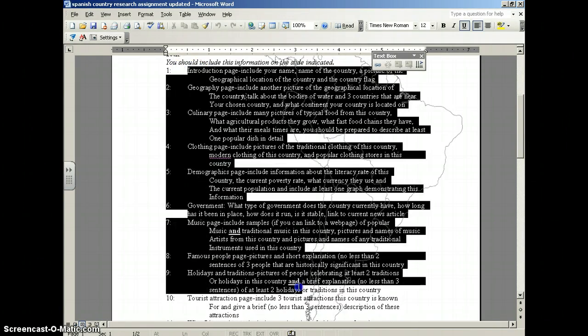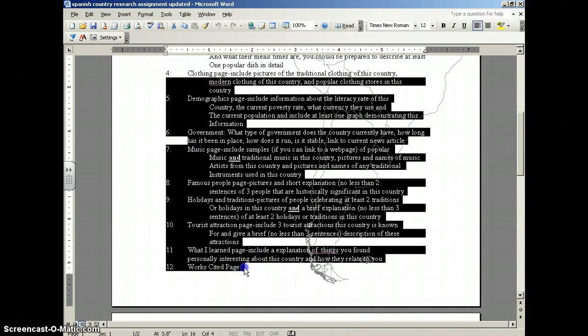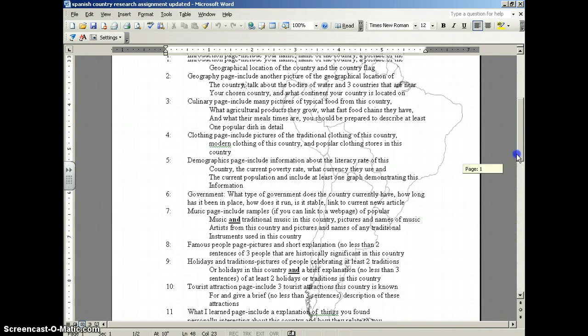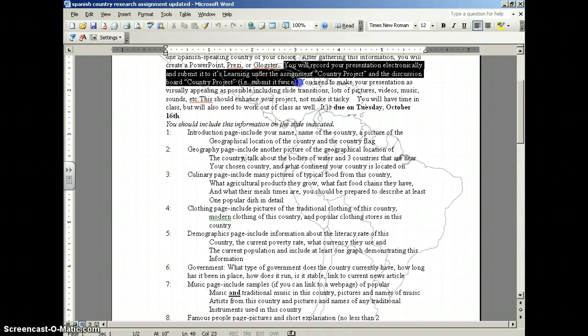There are 12 different things you need to include. If you're doing a PowerPoint, you can think of this as pages. Same with Prezi, or if you use Glogster, different segments of your poster. It does not matter. But what you need to make sure that you do is get all of the information and post it online. You will be posting this electronically, and you are actually posting it twice.